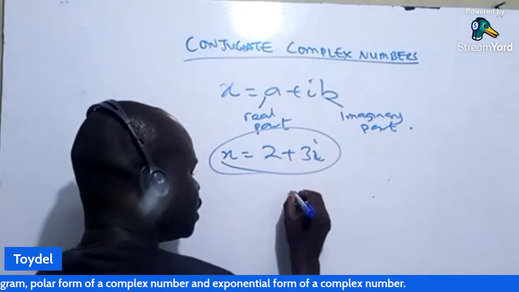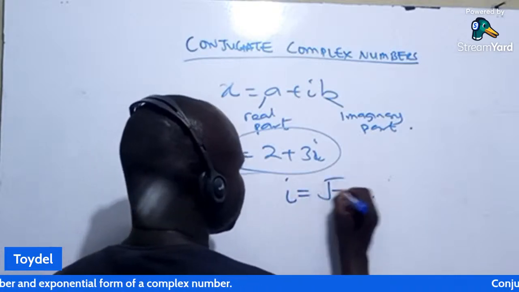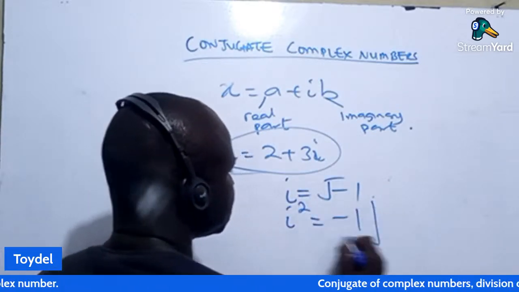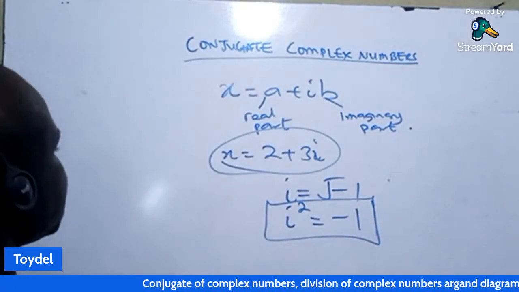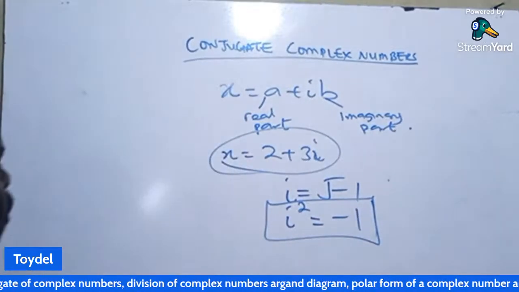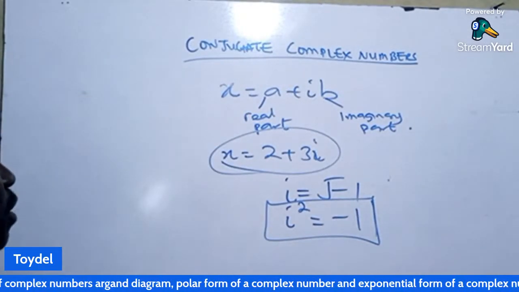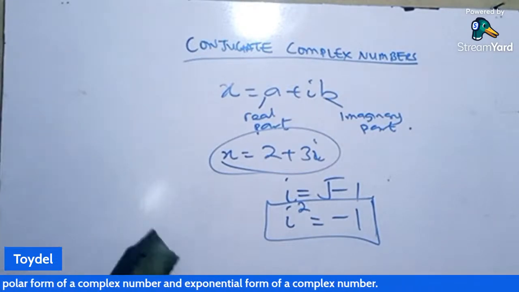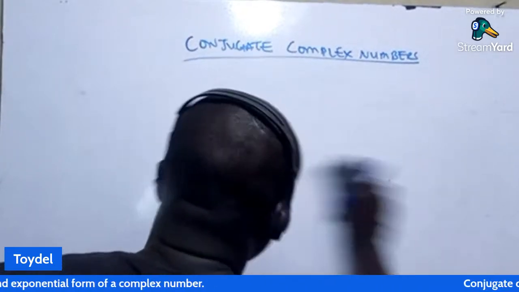And we are given this condition that i is equal to square root of minus 1, so that i squared will be equal to minus 1. So we must be conscious of this fact. In the last class, we talked about addition and subtraction of complex number. I also introduced multiplication of complex number. So today we are going to start from the conjugate of complex number.